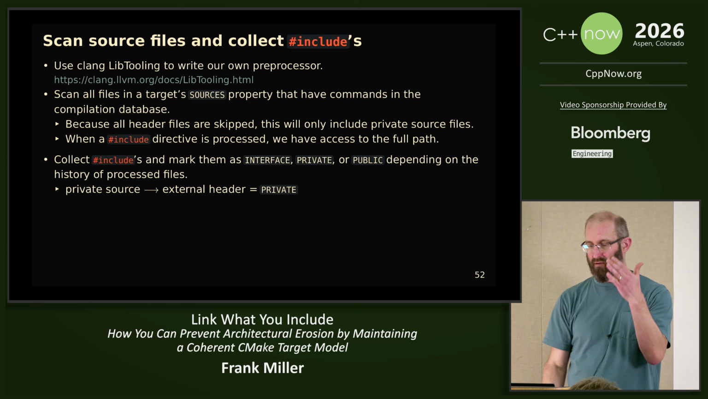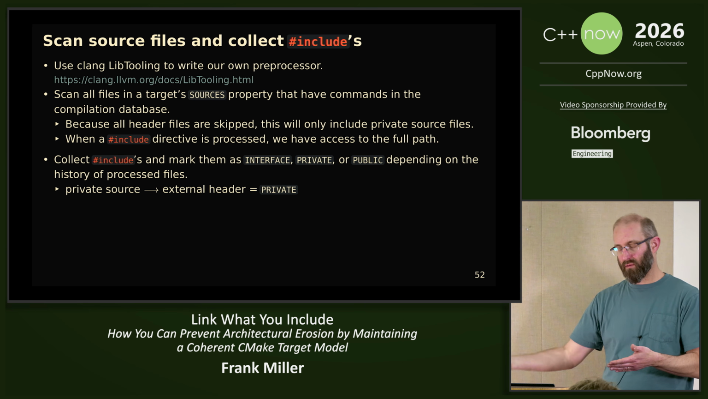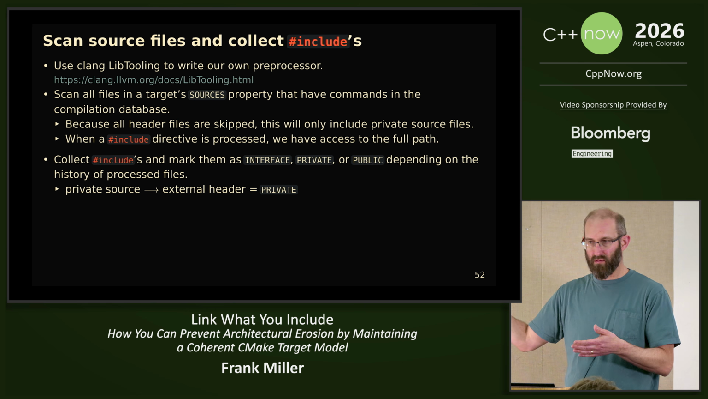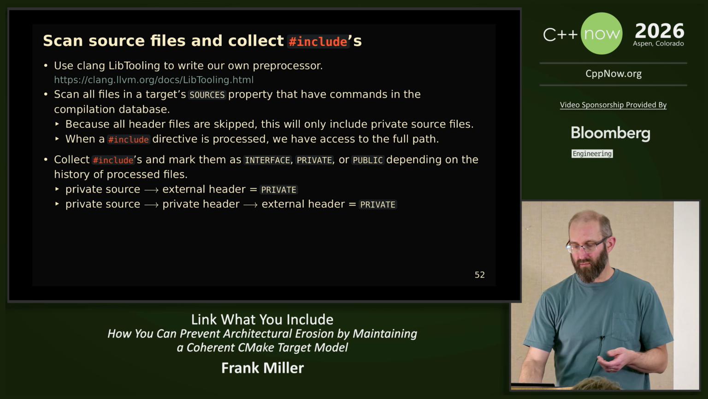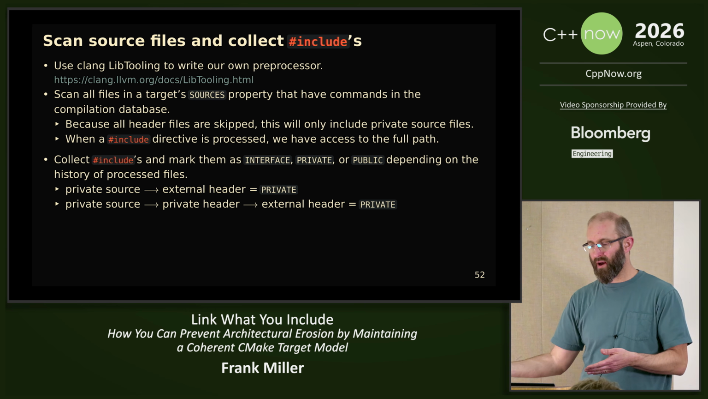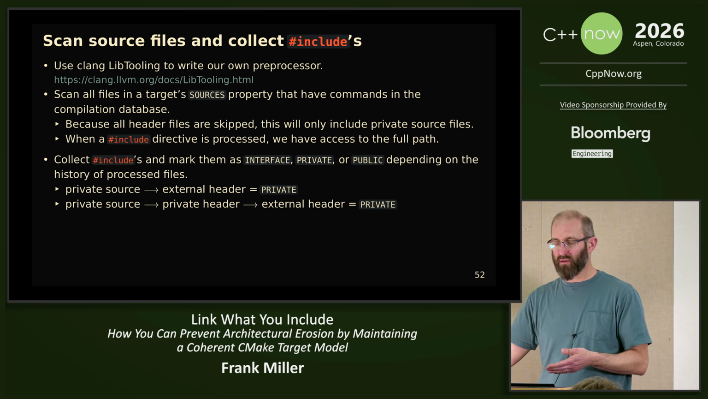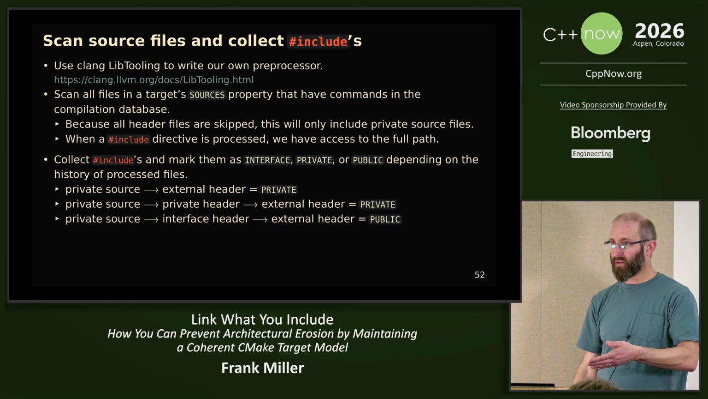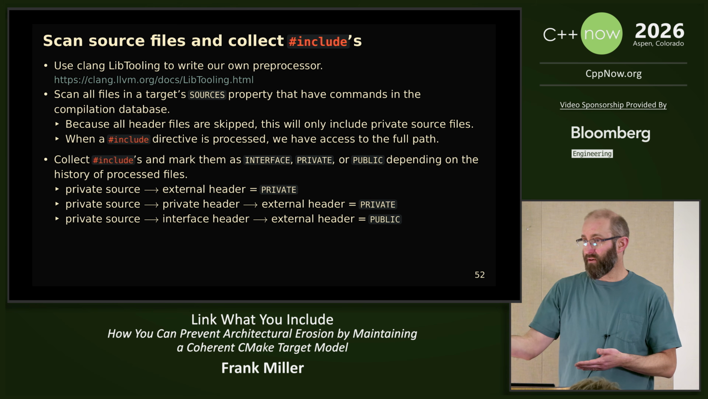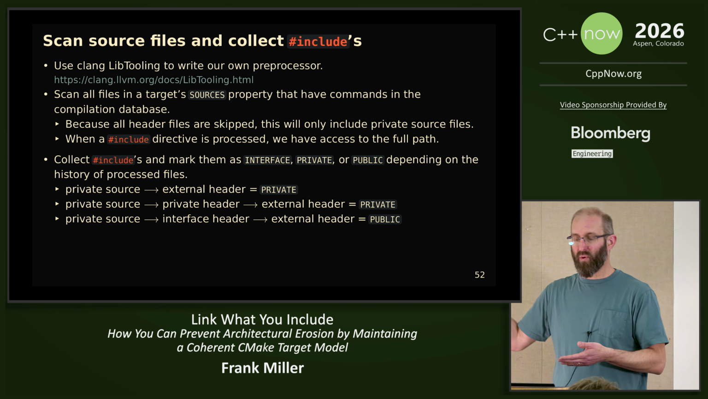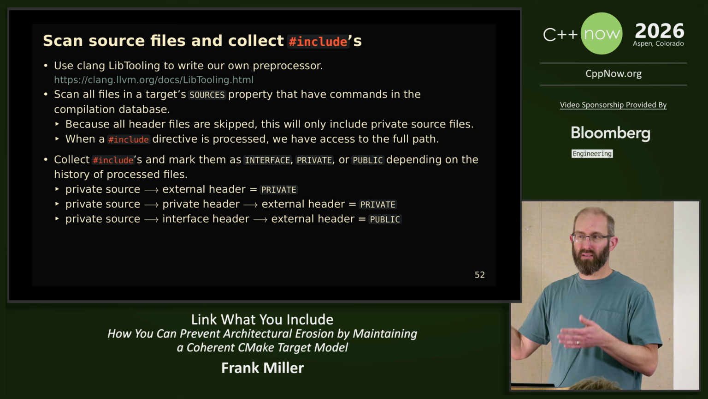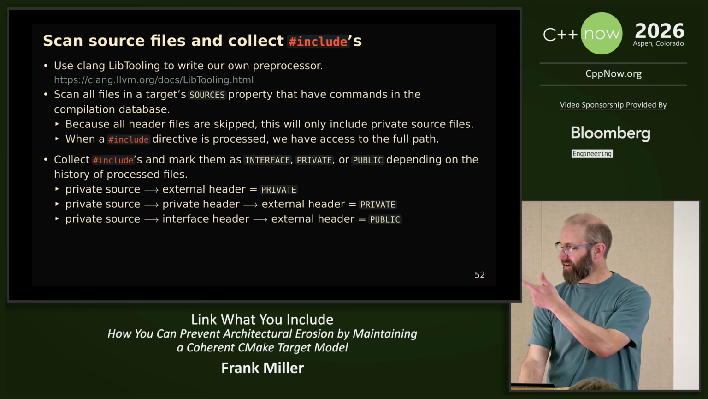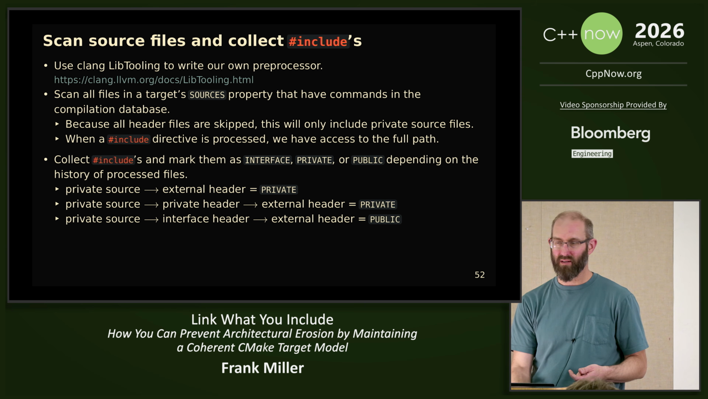So if we're processing a private source and then we include an external header, well, that external header is a private dependency. If we're scanning a private source and then we step into a private header and then we include an external header, that's also a private dependency. If we're scanning a private source and then we step into an interface header, which includes an external header, that's a public dependency, right? But then you see we're always starting with a private source.